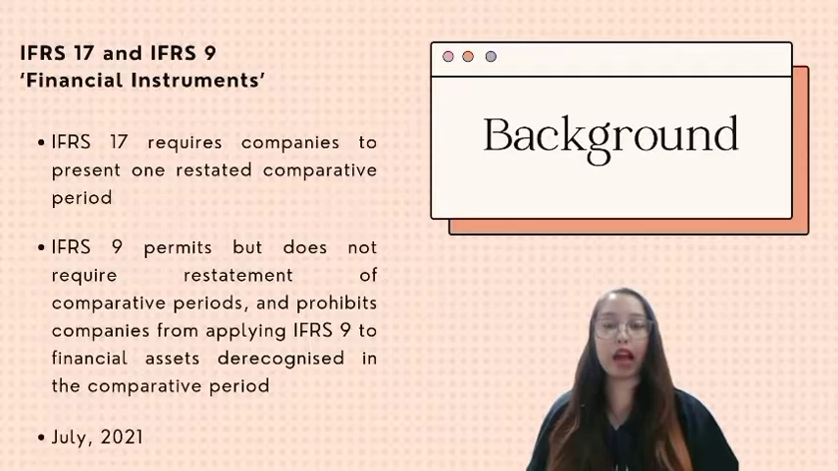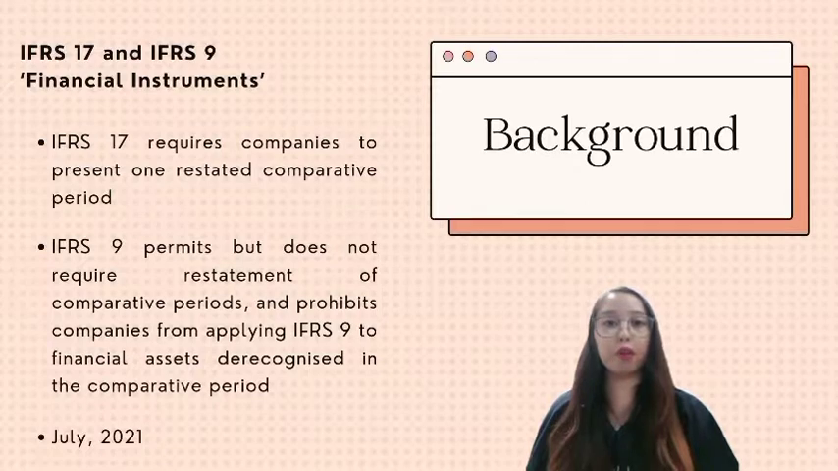And pinagbabawalan po ng IFRS 9 ang company na mag-apply ng IFRS 9 sa financial assets na dinerecognize during the comparative period. So since then, meron pong mga insurers ang nag-raise ng concern regarding sa usefulness po ng information na kailangan pong i-present for financial assets sa comparative period on the initial application ng IFRS 17. So nasabi po nila na may mga information po na pwedeng maging misleading kasi pwedeng magkaroon ng accounting mismatch na manggagaling sa continued application ng IAS 39 na hindi po magre-represent ng economic mismatch. And mahirap daw po itong i-explain.